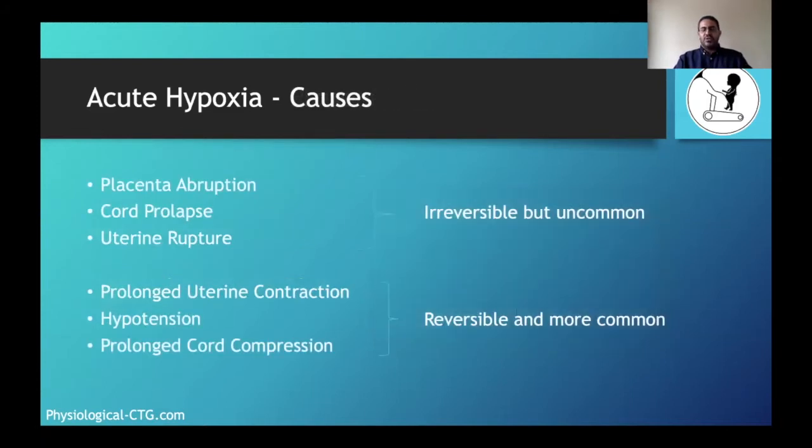Okay, so management of acute hypoxia is something that we need to do quite rapidly. We divide the causes into two: the irreversible causes, the ones that we can't do anything about, and the reversible causes, the ones that generally we are the ones that cause to start with, and the ones that we can actually reverse.